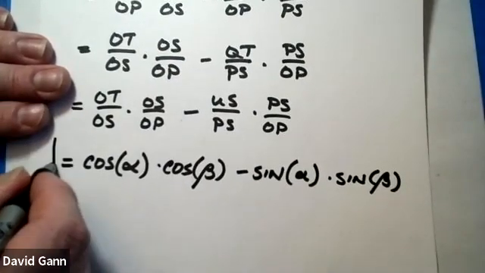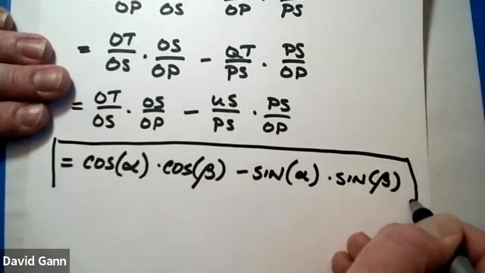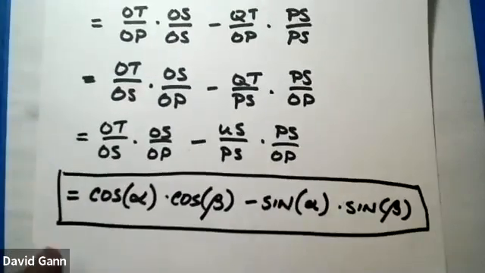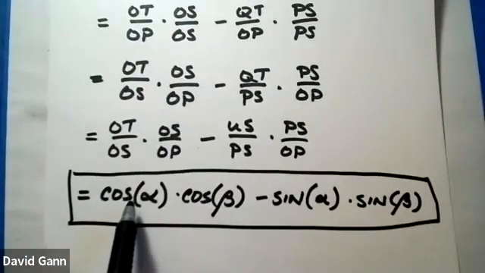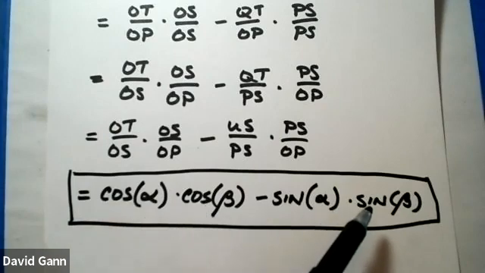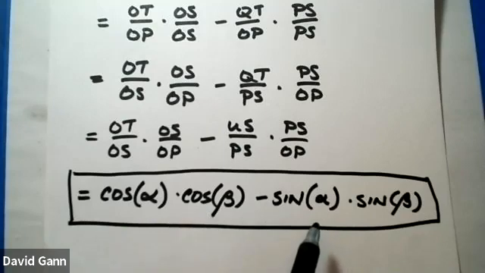This right here is the formulation for the cosine of a sum. So what's the point here? Well, if you know the cosine of alpha, cosine of beta, sine of alpha, and sine of beta, you can now find what the cosine of the sum is.